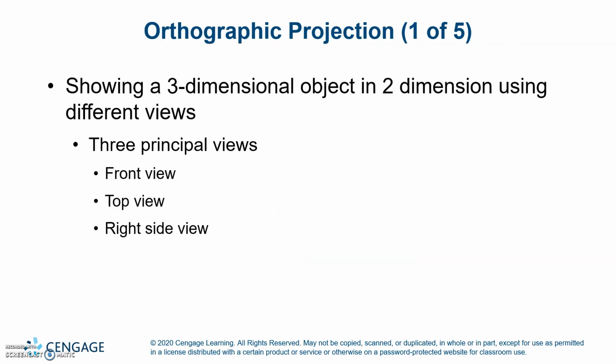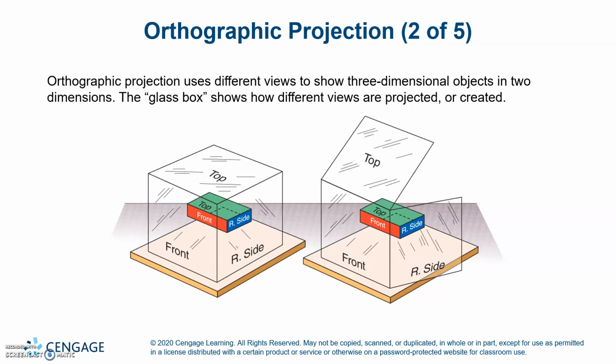Orthographic projection, showing a 3-dimensional object in 2 dimensions using different views. 3 principal views: front view, top view, and right side view. Orthographic projection uses different views to show 3-dimensional objects in 2 dimensions. The glass box shows how different views are projected or created.